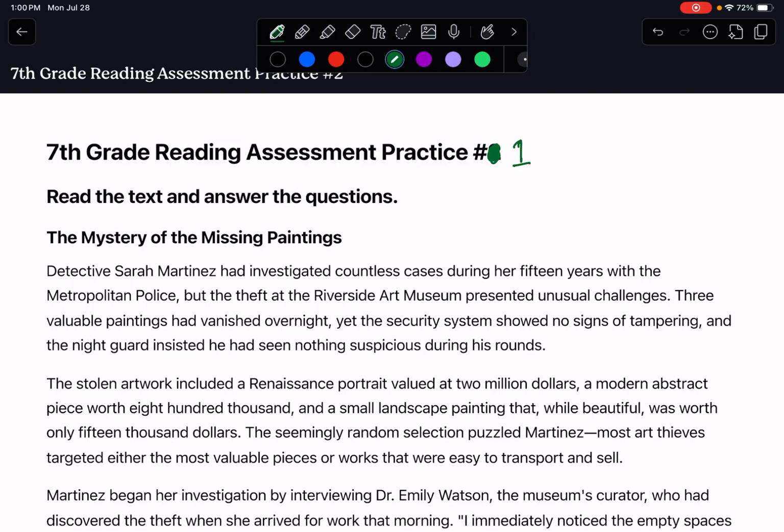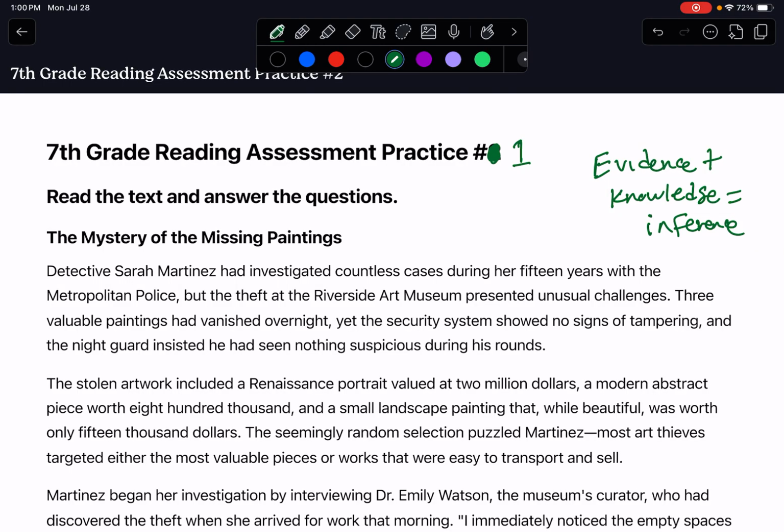So that's what an inference is, right? An inference is evidence plus your knowledge of the world equals inference.